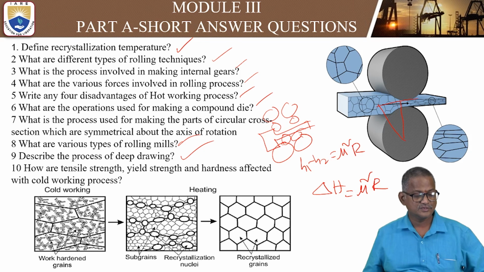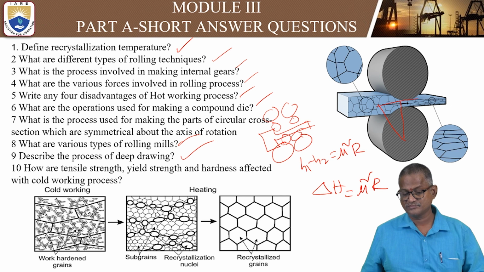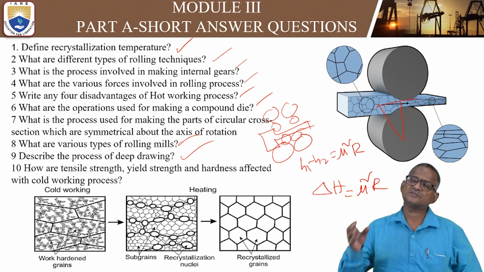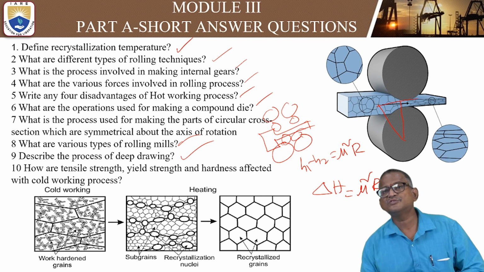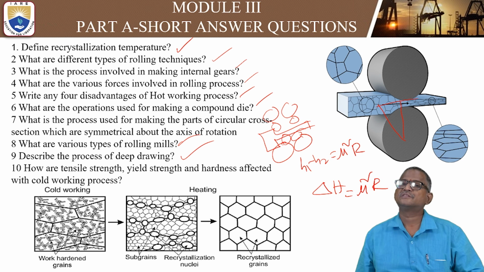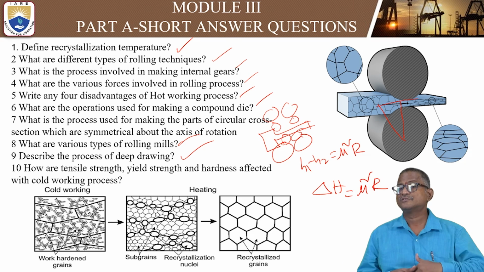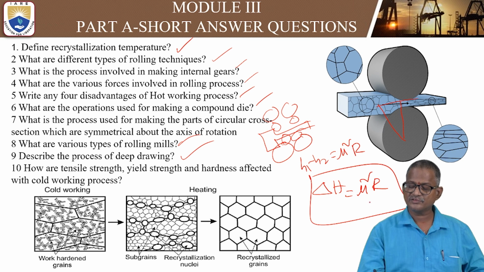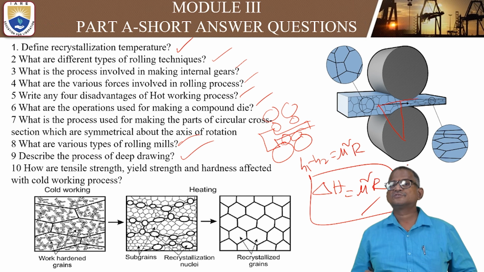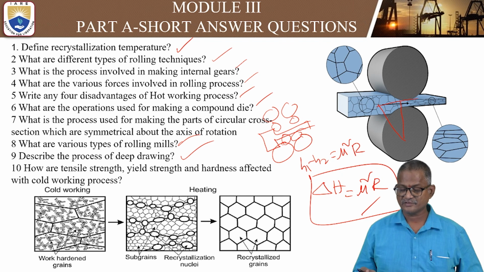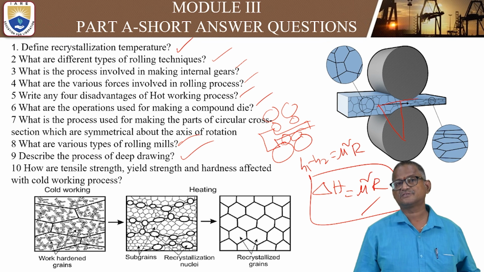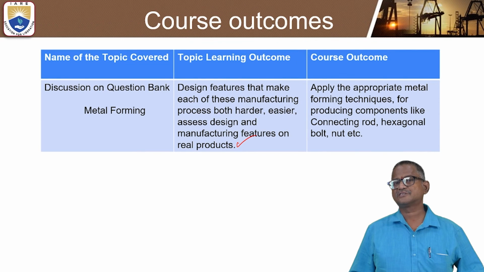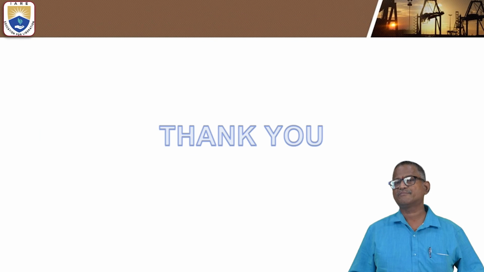This is the presentation on the short answer questions and long answer questions, and if you go through some other fundamentals, they may ask in the GATE examination also. Where this type of formula, delta H is equal to mu square R, so that you can attempt effectively. So this is the focused discussion and question bank from metal forming.